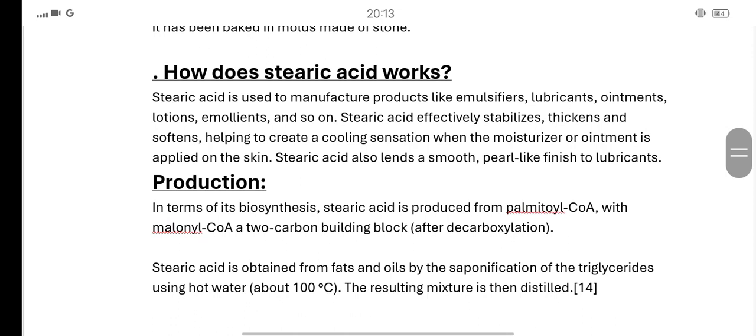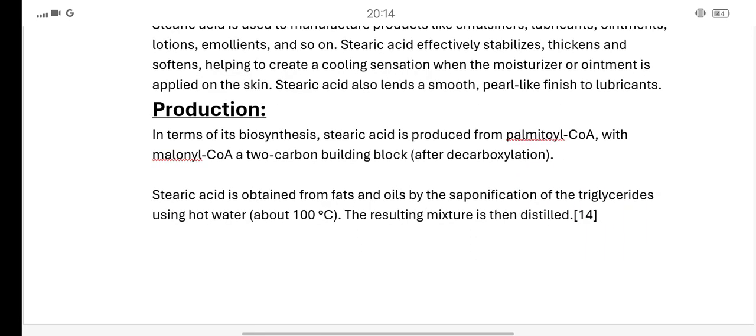So, stearic acid is used to manufacture products like emulsifiers, lubricants, ointments, lotions, emulsions, and so on. Stearic acid effectively stabilizes thickness, often helping to create a cooling sensation when the moisturizer or ointment is applied on the skin. Stearic acid also lends a smooth, pearl-like appearance.